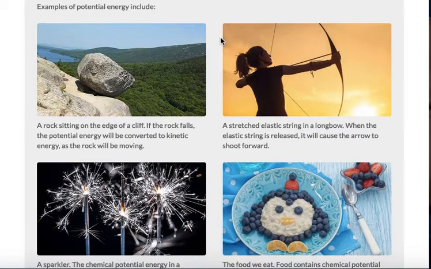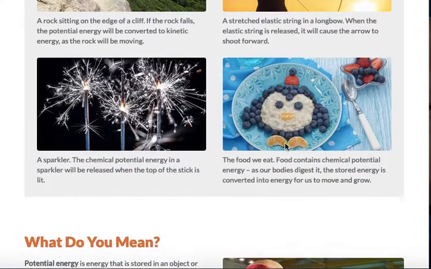Examples of potential energy include a rock sitting on the edge of a cliff. If the rock falls, the potential energy will be converted to kinetic energy as the rock will be moving. A stretched elastic string on a longbow. When the elastic string is released, it will cause the arrow to shoot forward.